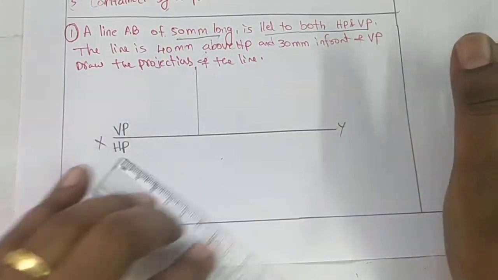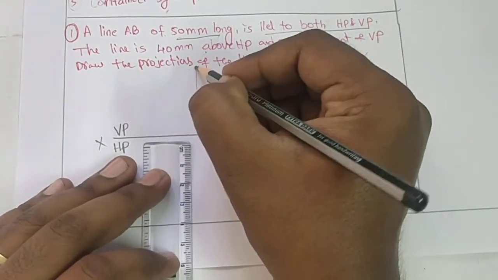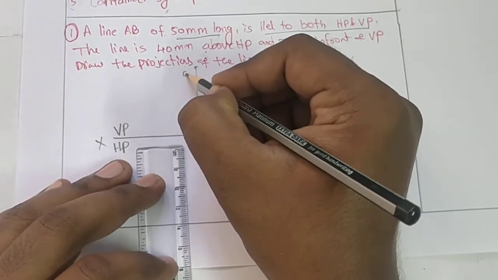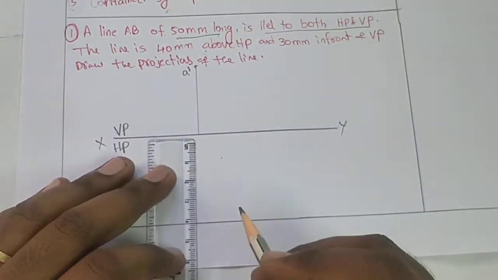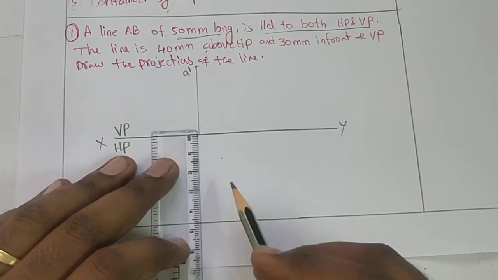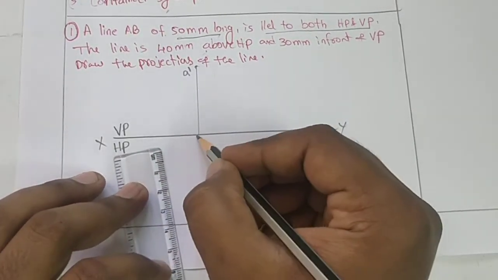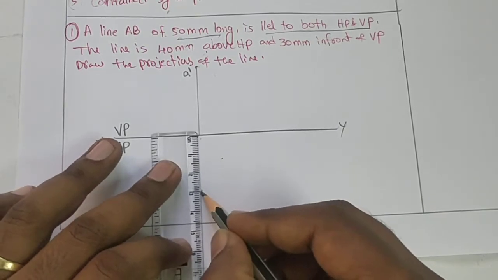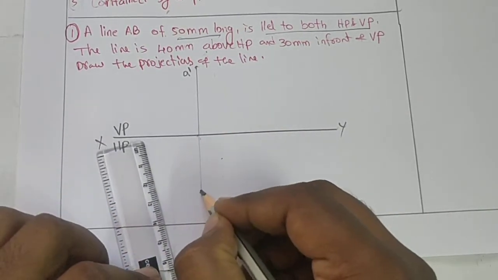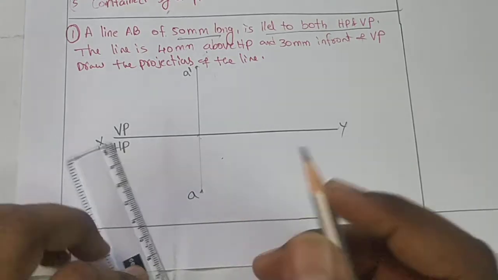Similarly, it is the point. Front view means A dash. Next, 30 mm in front of VP. We'll take any point on the XY line. From this point to this point, the distance is 30 mm, and it is the point A.